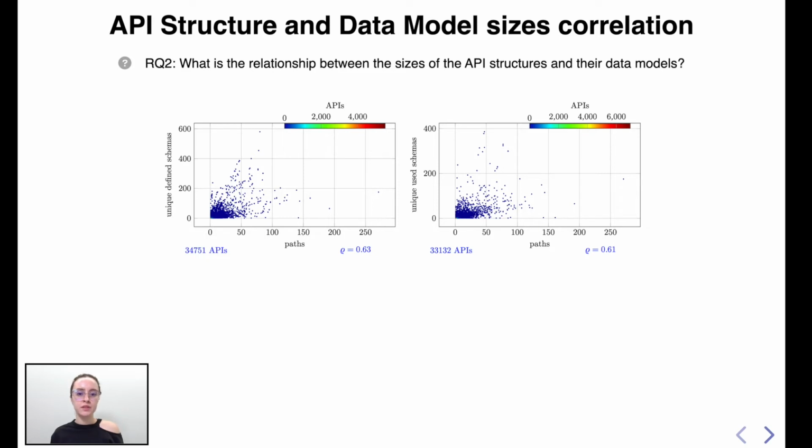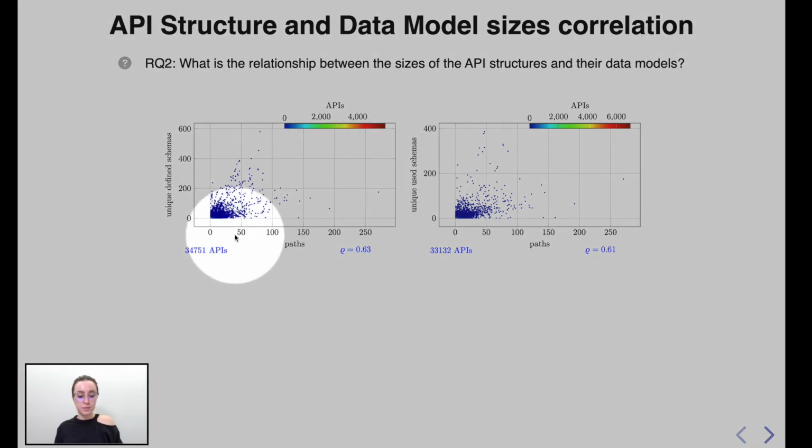Now that we measured the sizes of the API structures and their data models using the defined metrics, we can also answer the second question by looking at the correlations between the values of these metrics. Doing so, we found that the highest correlations are spotted between the number of defined schemas in the API model and the number of endpoints defining its structure, which can be perceived from the data points distribution in the plot.